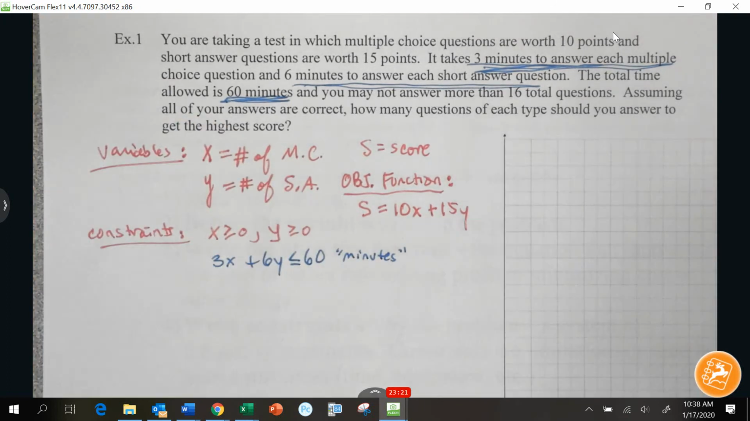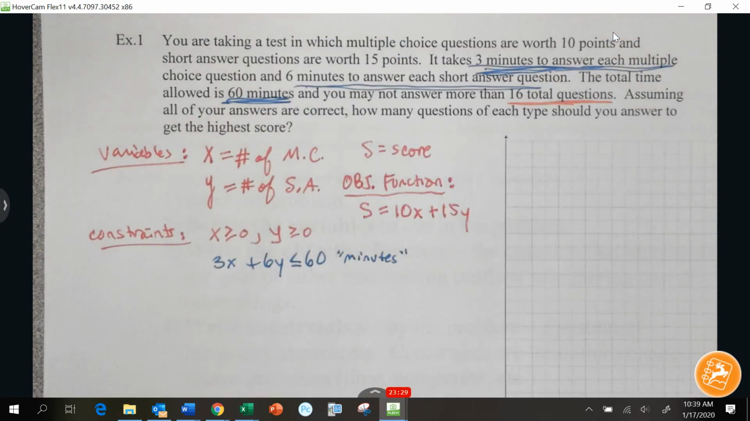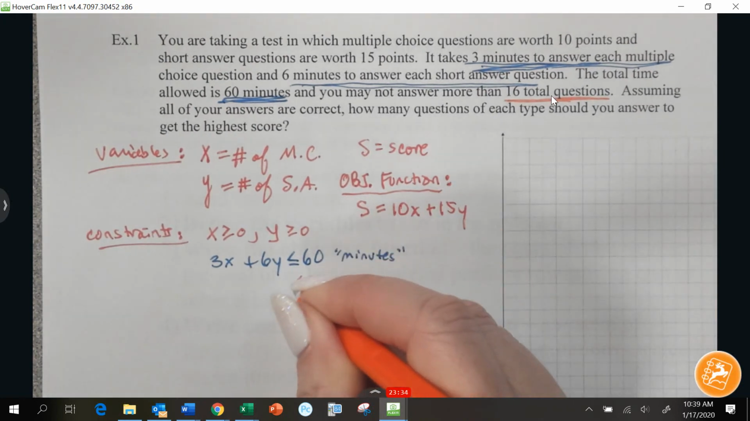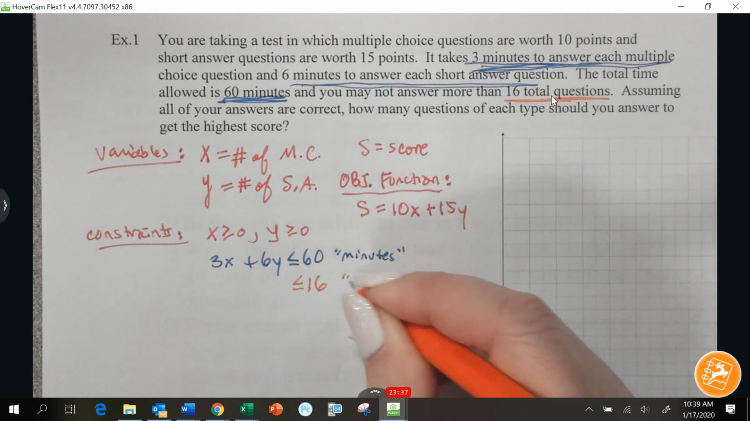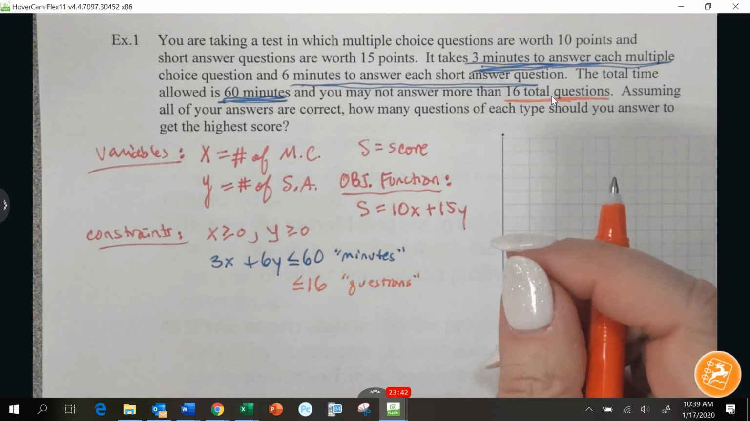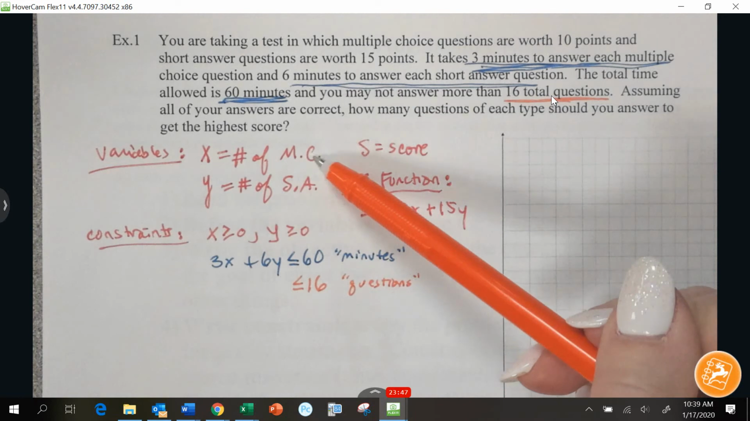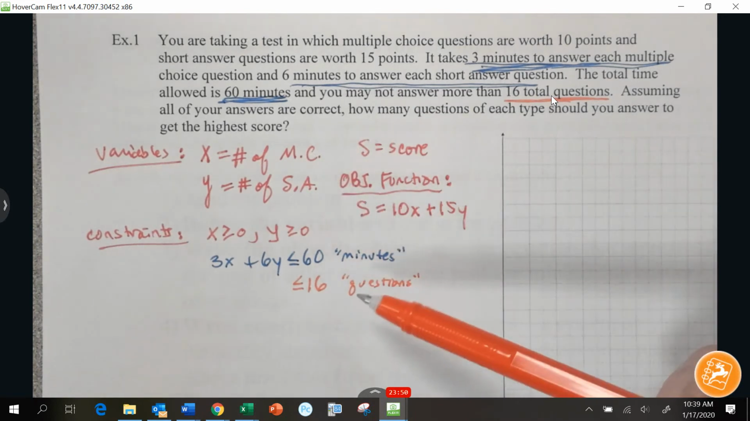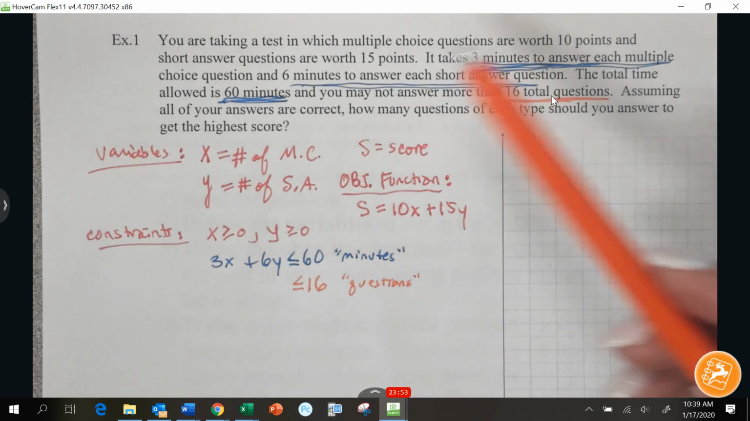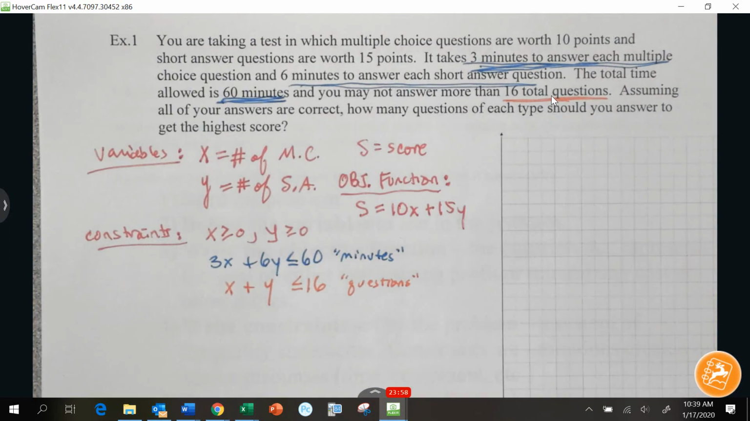And then what else is another total up here? 16 total questions, but it doesn't have anything else up here about questions. I know the total has to be 16 or less. Who said that? Oh, Neil. X plus Y, right? The total number of multiple choice plus the total number of short answer cannot exceed 16. So they didn't need to give you any more information about that because it's just that total number. So there you've got all your constraints.